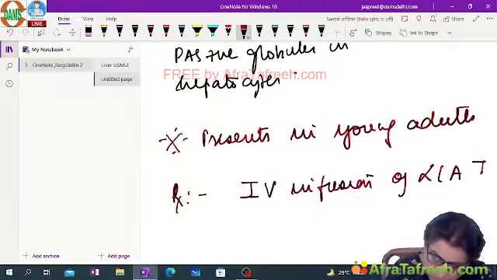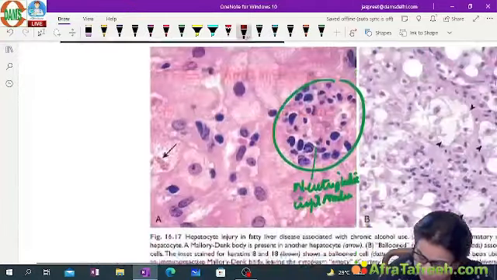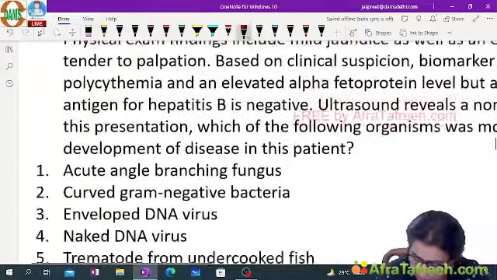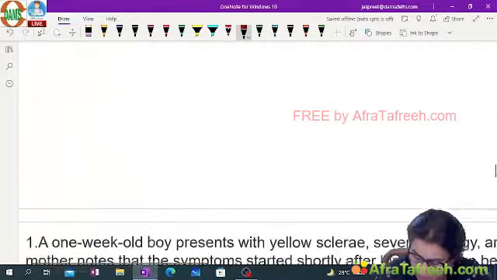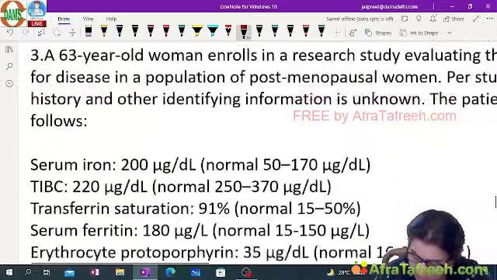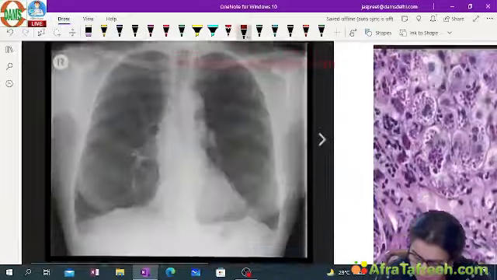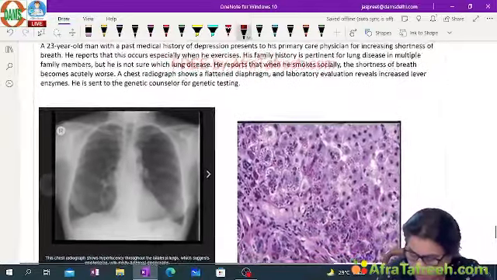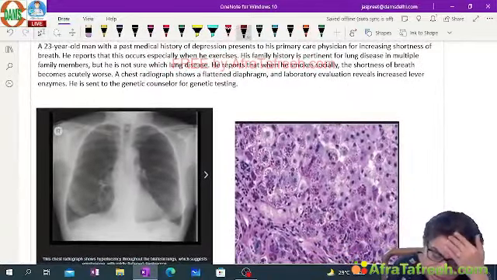Okay, I'll be showing you. Let us see the picture. Okay, we will see this MCQ later. Okay, there is an alpha-1 antitrypsin picture. Now look at this picture. So this is a type of history that you get in alpha-1 antitrypsin deficiency.